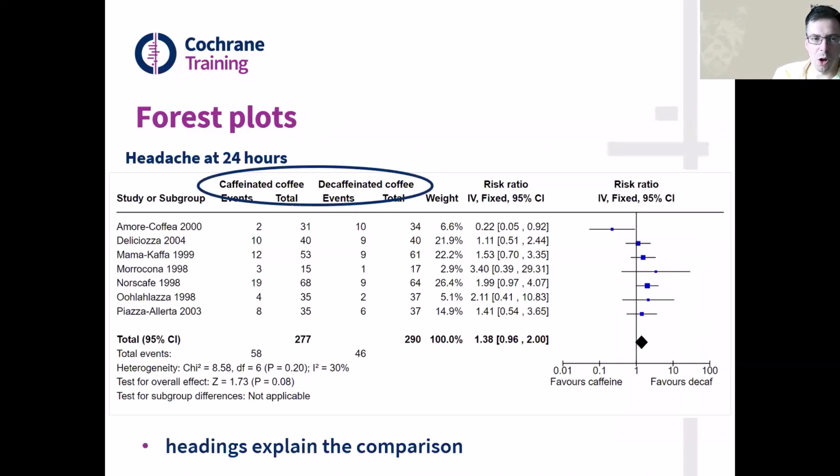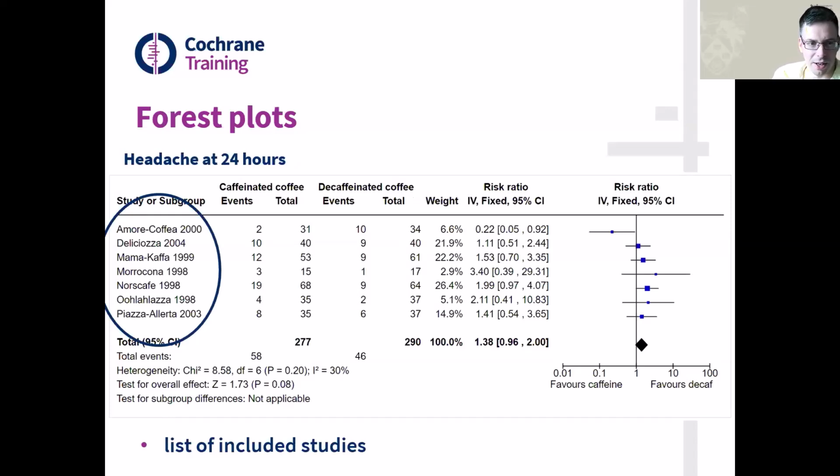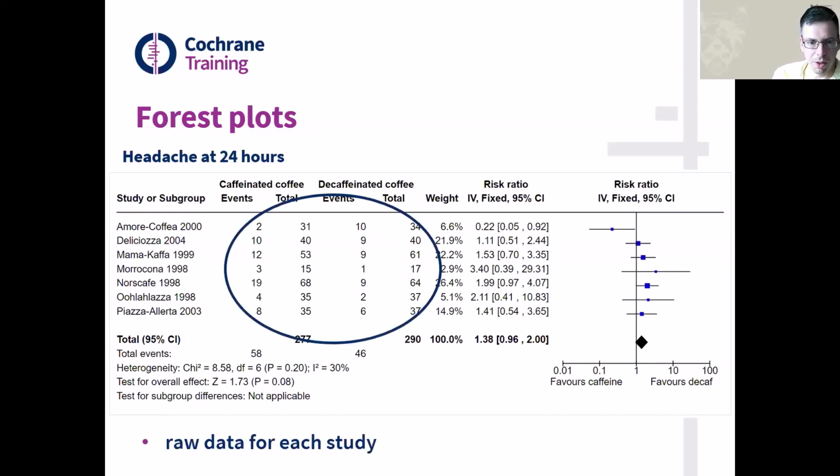RevMan tells us at the top what groups we had, what arms we have, what we are comparing, caffeinated to decaffeinated coffee in this case. We've got our studies down the left-hand side, and our data from the studies that we extracted from our papers. It's worth mentioning that normally in RevMan, we extract the data from the studies, like the number of headaches and the total number of patients. We don't extract or calculate the relative risks because RevMan will do that for us.